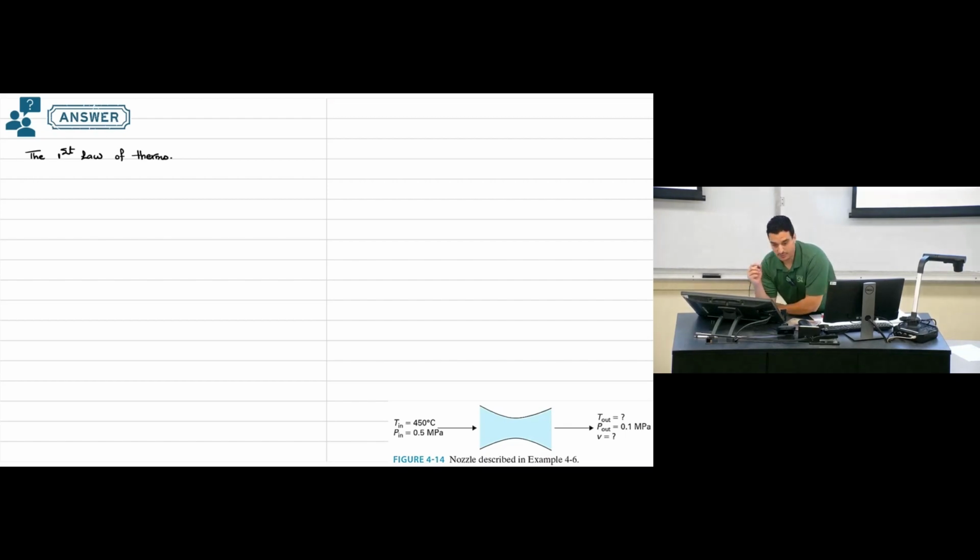We did the derivation in the previous lecture and we ended up with the outlet velocity squared over 2 equals the inlet enthalpy minus the outlet enthalpy.